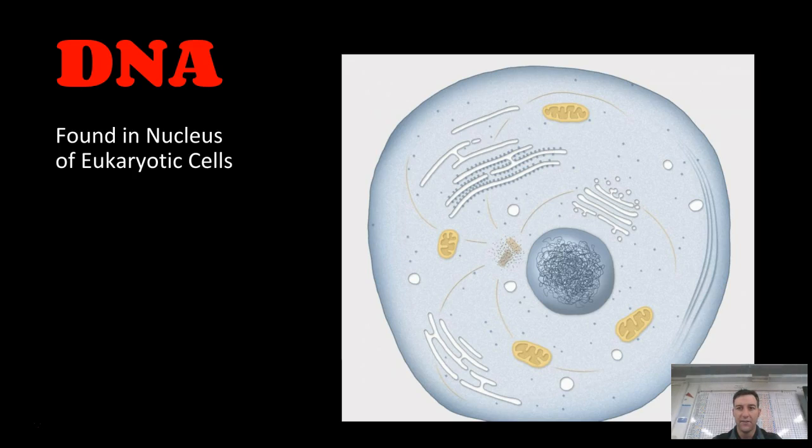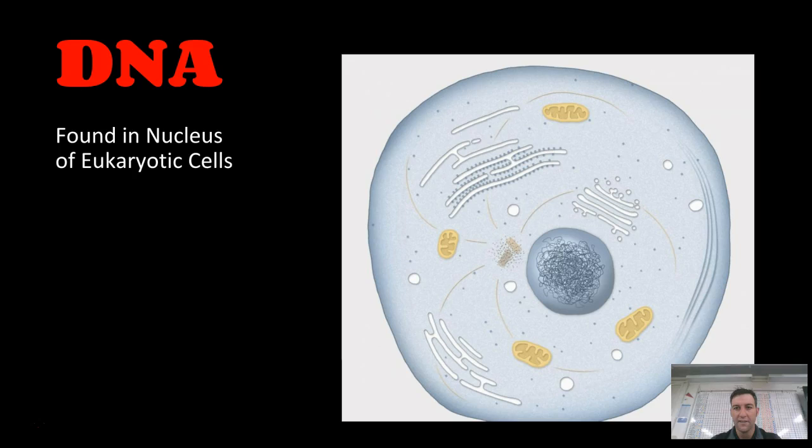DNA is found in the nucleus of eukaryotic cells. For prokaryotic cells, since they don't have a nucleus, it's not found in the nucleus. It's found as a loop. But they still have DNA.